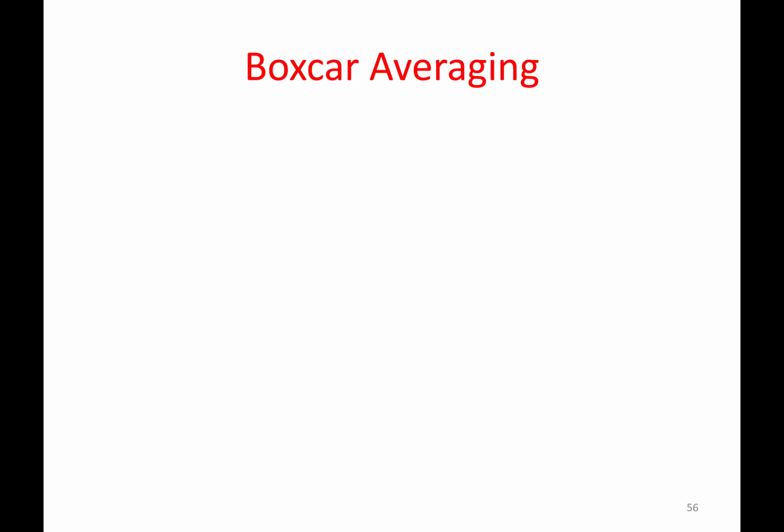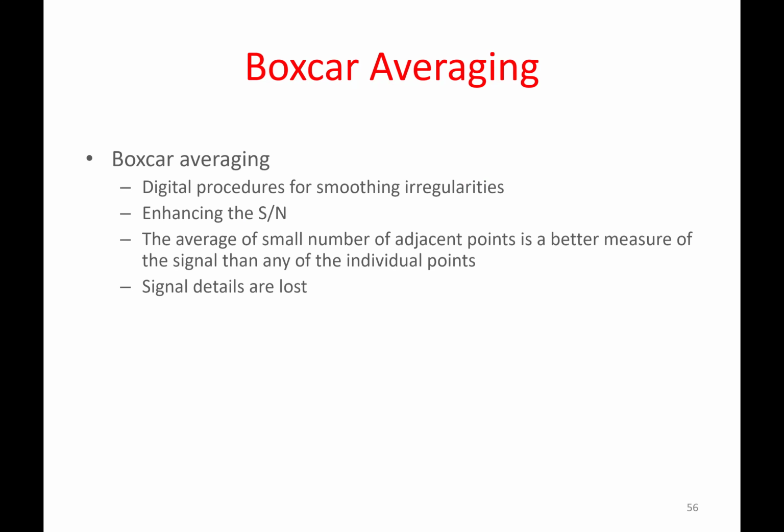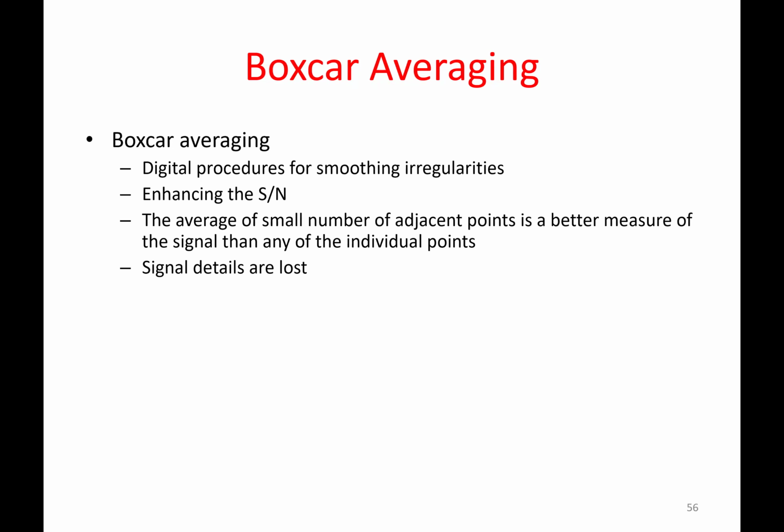Okay, so what happens here then? Notice in box averaging, again, this is very easy to understand what's happening. If you look at the algorithm itself, within a given box, you have data points in there. Let's say what box averaging does. It's a digital procedure for smoothing irregularities. It enhances signal-noise ratio.